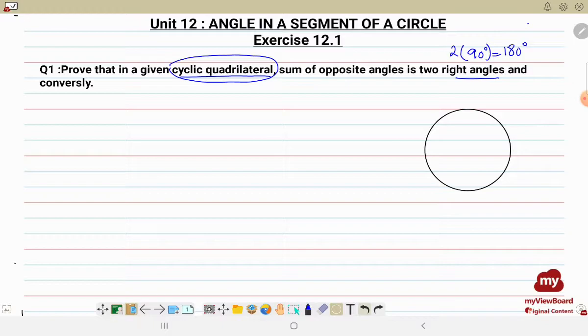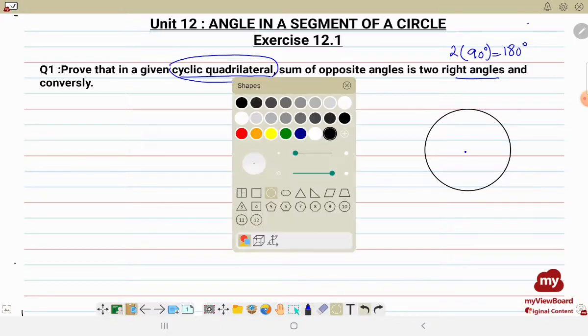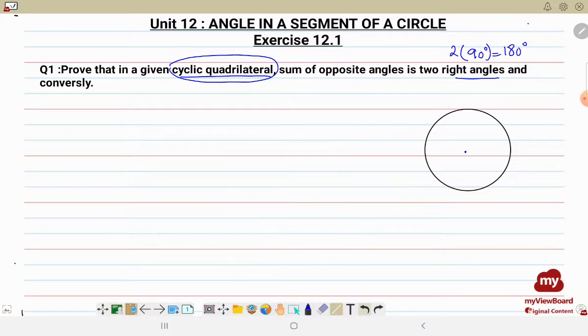Here our circle is a circle with center O. Now we are going to draw the quadrilateral. Let's say this is going to be like this, and from here, the vertices of the quadrilateral must lie on the circumference, or you can say the boundary of the circle. And we are supposed to label the diagram. Let's say A, B, C, D is the quadrilateral in a circle with center O.